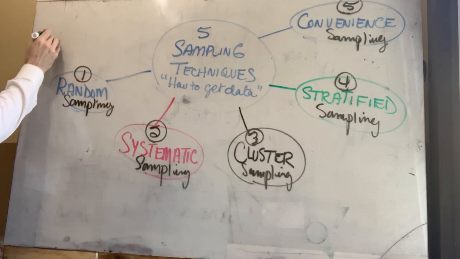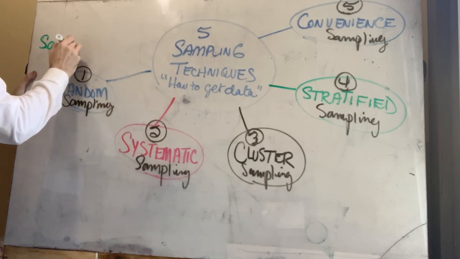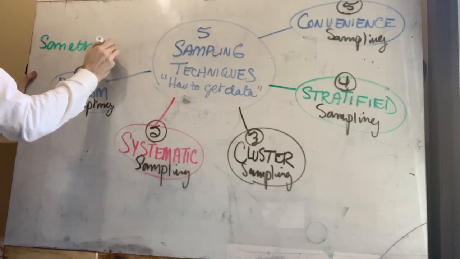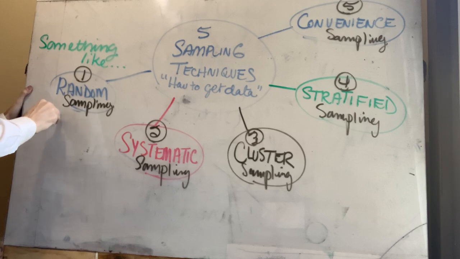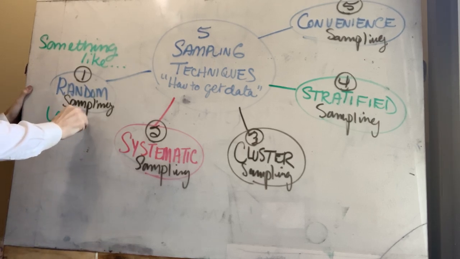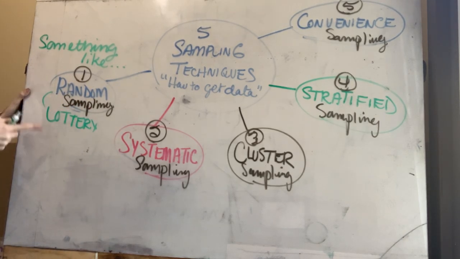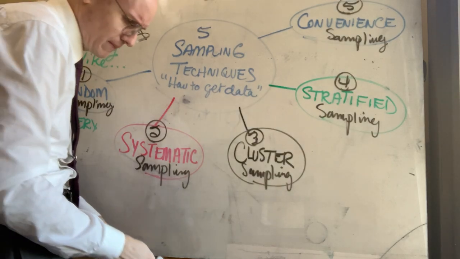Random sampling is something like, and there are more specifics to this, the lottery. So associate the concept of a lottery with random sampling for right now. This is not the best example, just what I could pick up off the top of my head.